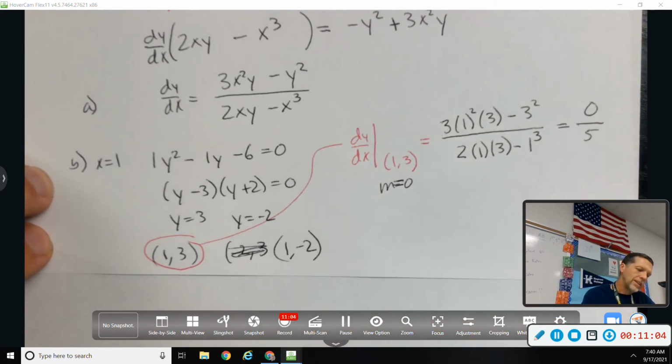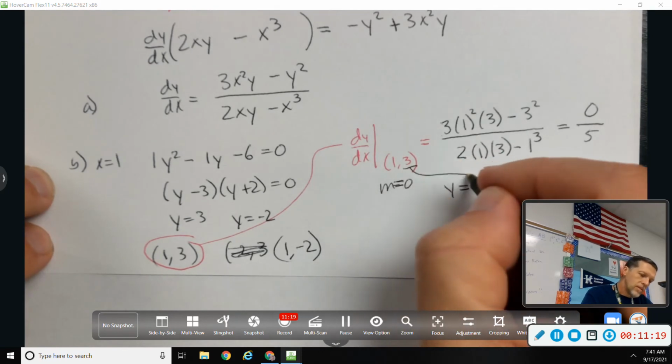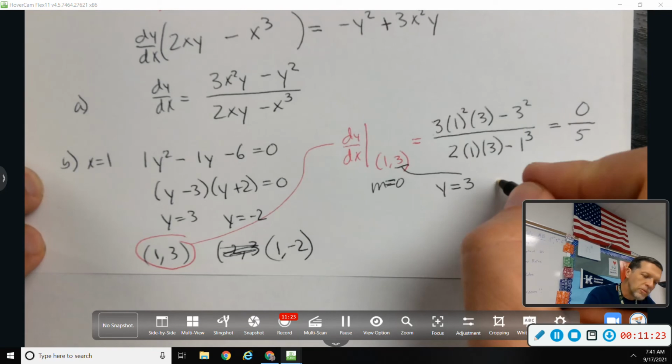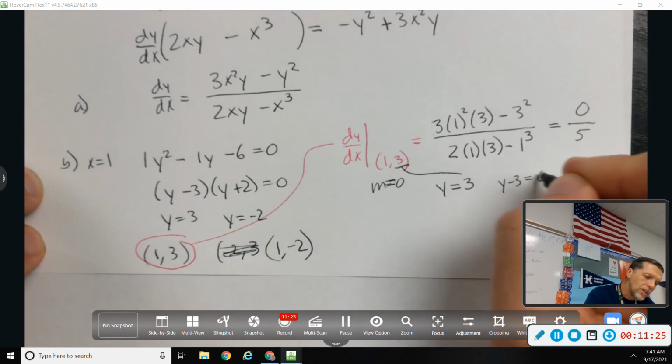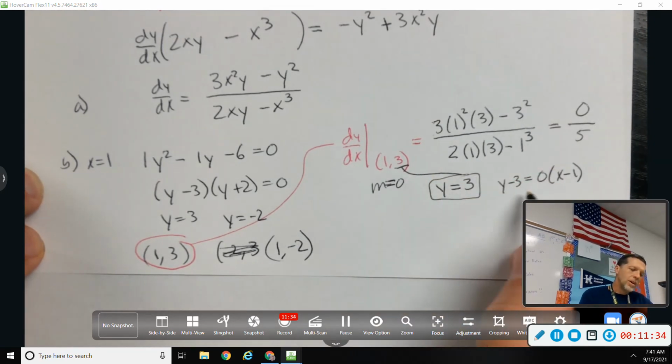I'm kind of glad this happened. What's going on? What does that mean? What does that line look like? What's the equation of a line that looks like that? y equals 3. Now the good news is if you wrote it the other way, y minus 3 equals 0 times x minus 1, that would be correct. It's a little bit of an odd way to write just a simple horizontal line, but it's not wrong.